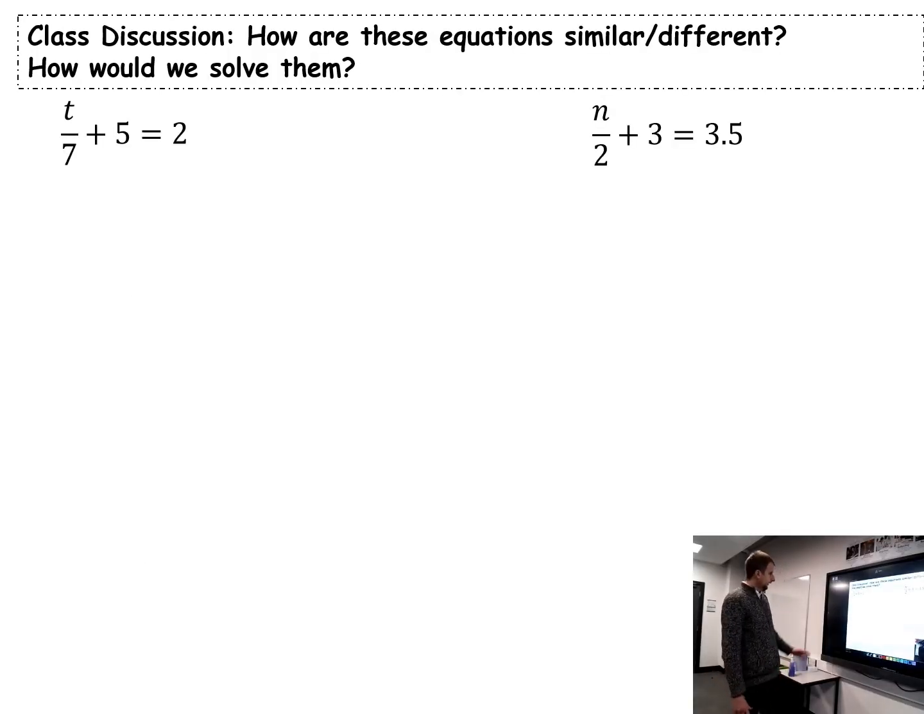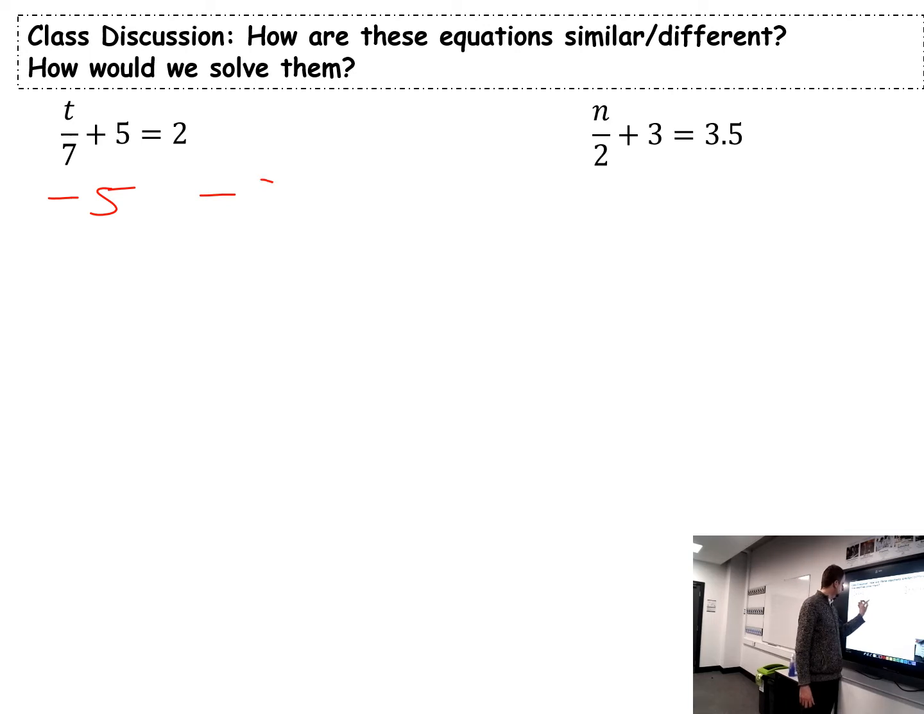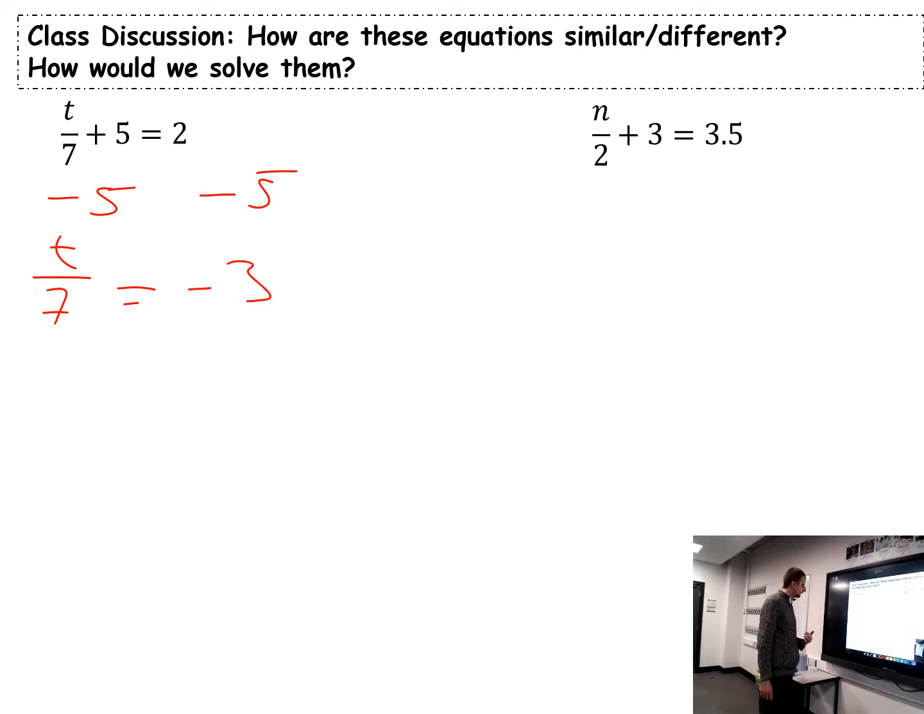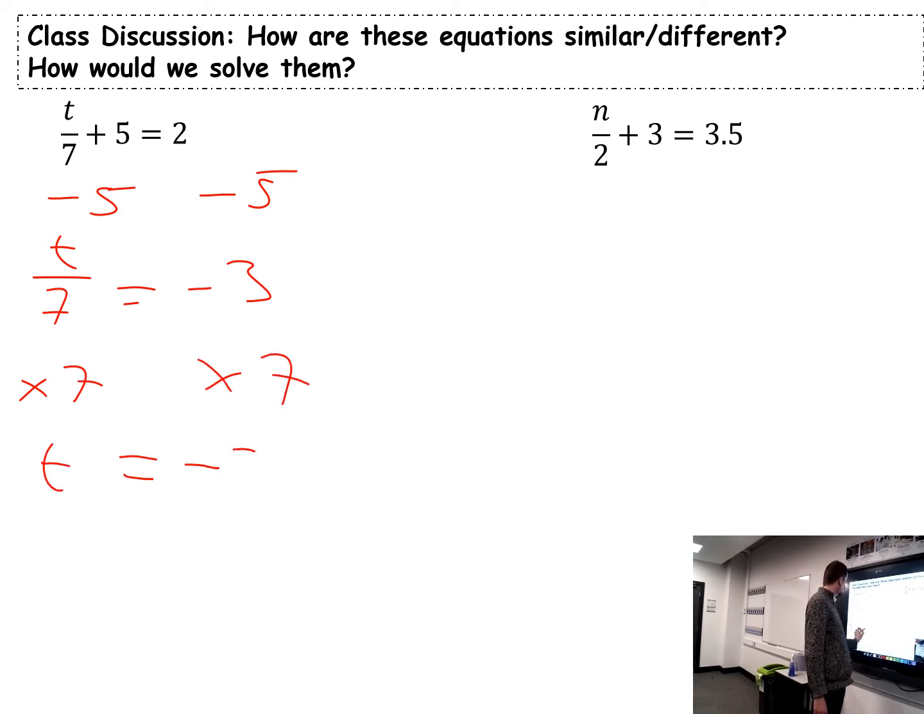Okay, so we want t over 7 by itself. So what's the opposite to adding 5? Subtracting 5. So we have t over 7 is equal to negative 3. What's the opposite to divide by 7? Multiply by 7. T is equal to negative 21.